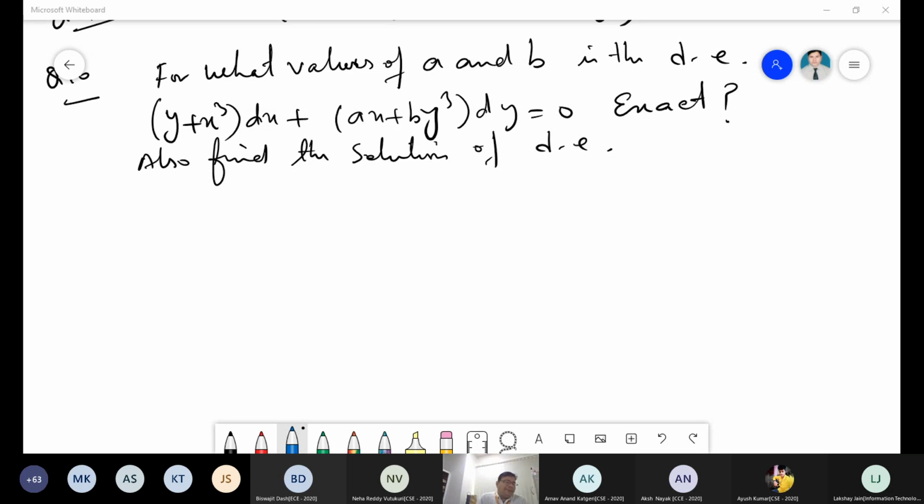Yeah, Neha. Yeah. Then I got a is equal to 1 and b belongs to R. Okay. And the answer is x power 4 plus b y power 4 plus 4xy is equal to c. Okay. So why are you taking b as a real value? All R belongs to R. So because we can't find the value of this using del M by del y is equal to del N by del x. We can't find it, right?